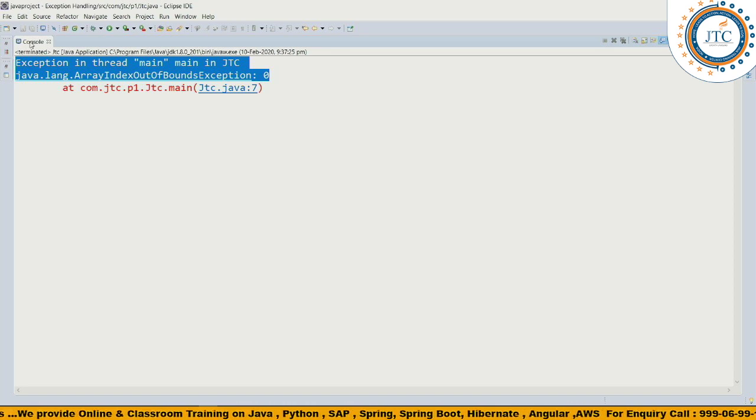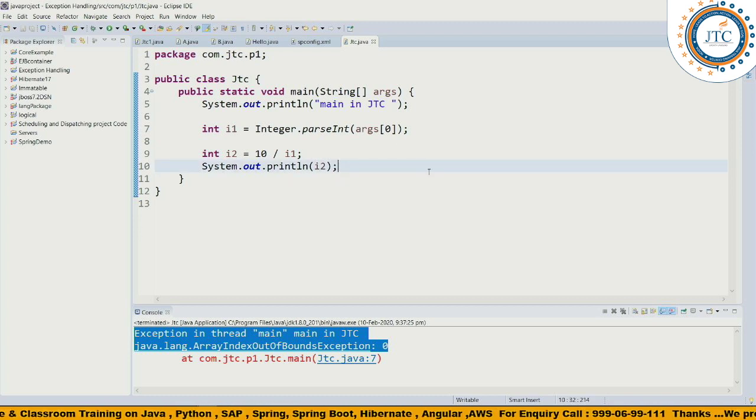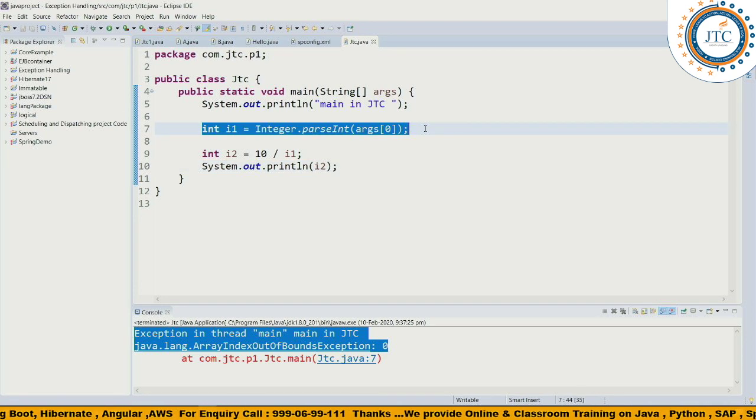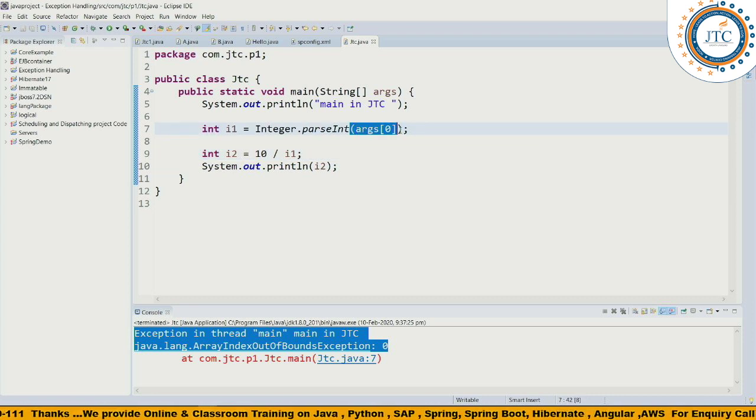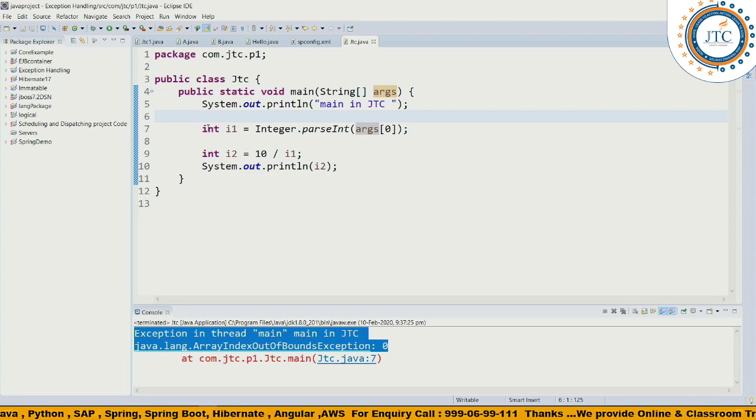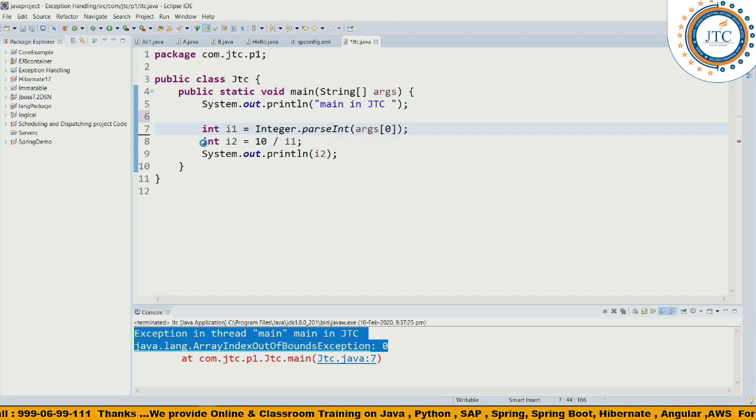So the meaning of this is, we should think that whenever we run this program, the user may provide the value at the first position of this String args, or the user may not provide it. Since the user may not provide it, what is going to happen? If the user is not providing that value, this could come in the form of an exception.